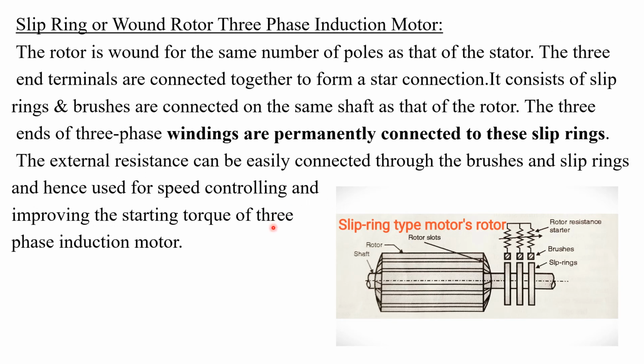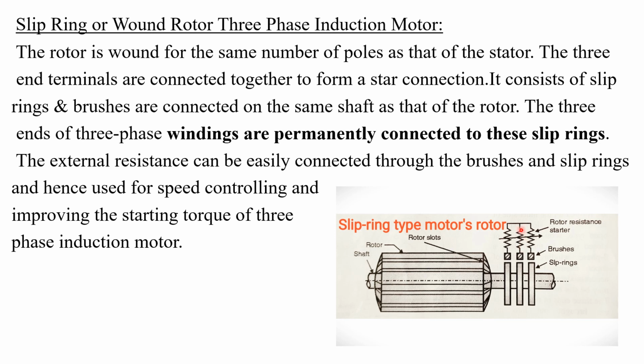So now let us discuss the second type of induction motor, that is the slip ring or wound rotor or phase wound three-phase induction motor. Here you can see the construction of the slip ring type rotor. In addition to the squirrel cage induction motor, here you can see brushes and slip rings. Due to the presence of these slip rings and brushes, we can add external resistance to this slip ring induction motor, thereby we can control the speed.